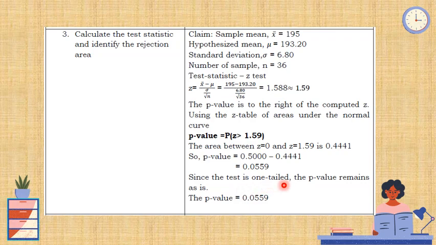Since the test is one-tailed, the p-value remains as is. So, our p-value is 0.0559. Because if it is two-tailed, we multiply by two. But since this is only one-tailed, the p-value remains as is. So, we have the p-value 0.0559.